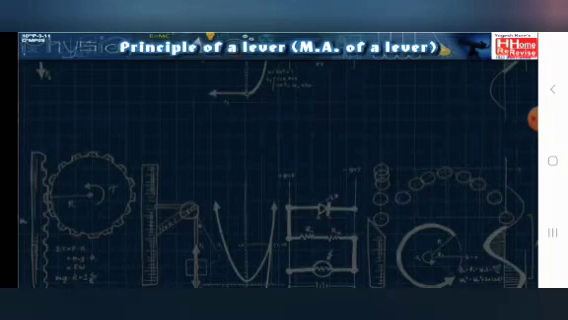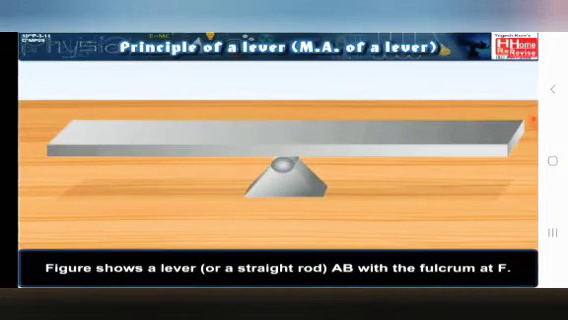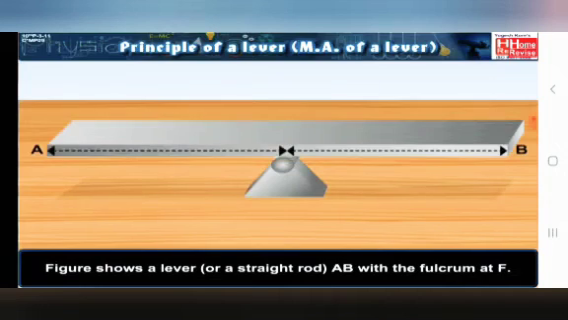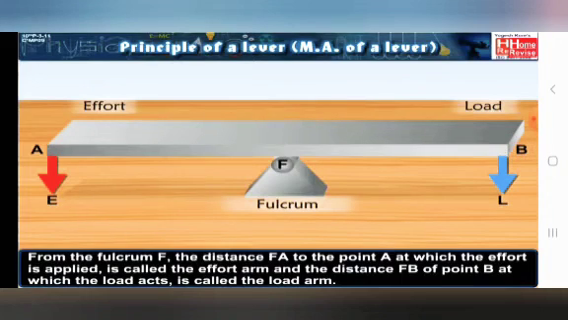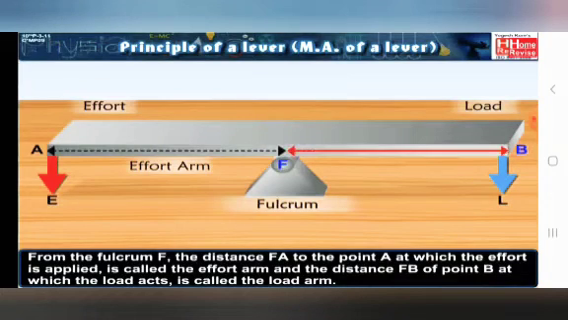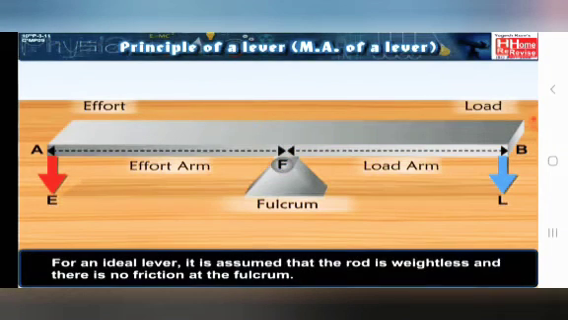Principle of a lever. MA of a lever. The figure shows a lever or a straight rod, AB, with the fulcrum at F. An effort E, applied at a point A of the lever, overcomes a load L at the point B. From the fulcrum F, the distance FA to the point A at which the effort is applied is called the effort arm, and the distance FB of point B at which the load acts is called the load arm. For an ideal lever, it is assumed that the rod is weightless and there is no friction at the fulcrum.